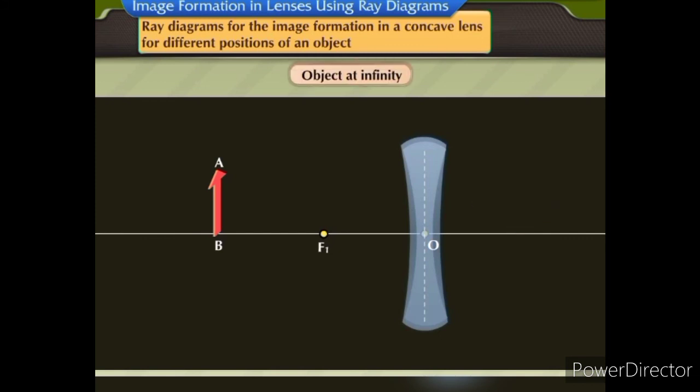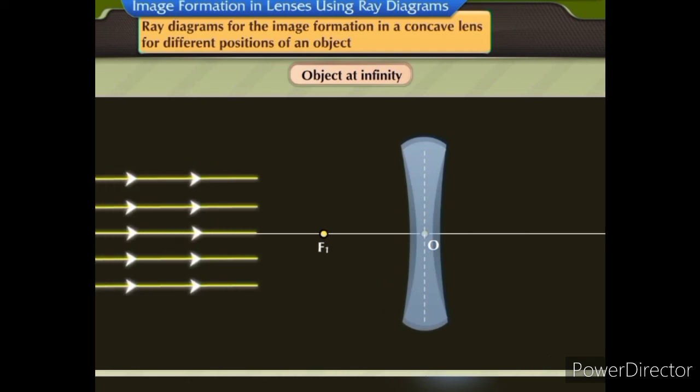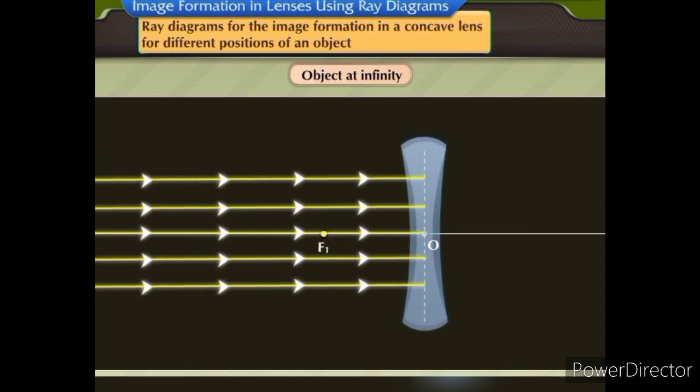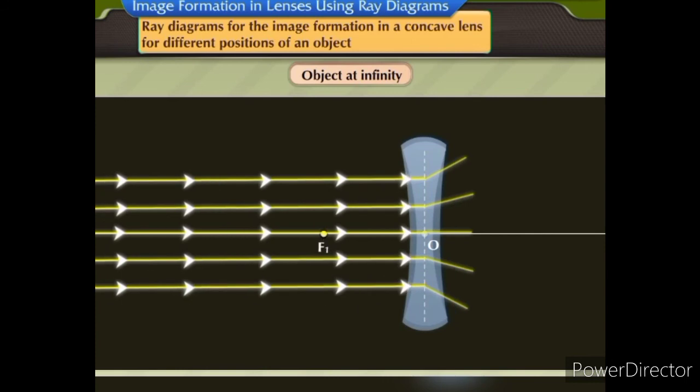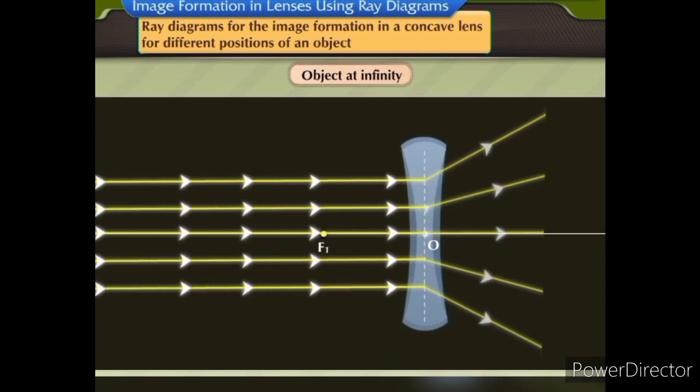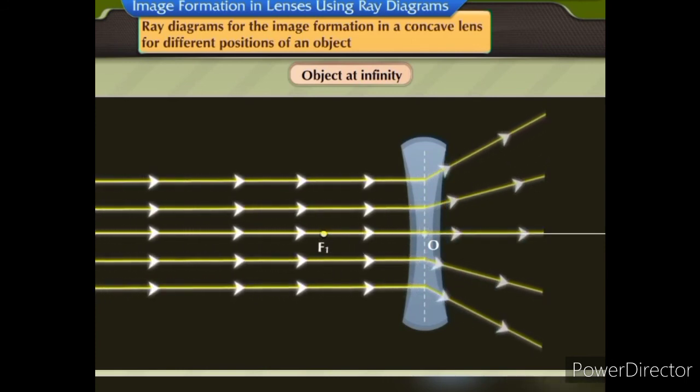1. Object at infinity. When the object is placed at infinity, the rays coming from the object are parallel to the principal axis. The parallel rays after passing through the lens diverge on the other side of the lens. When seen from the other side, the rays of light seem to originate from the point F1. Hence, the image is formed at F1.